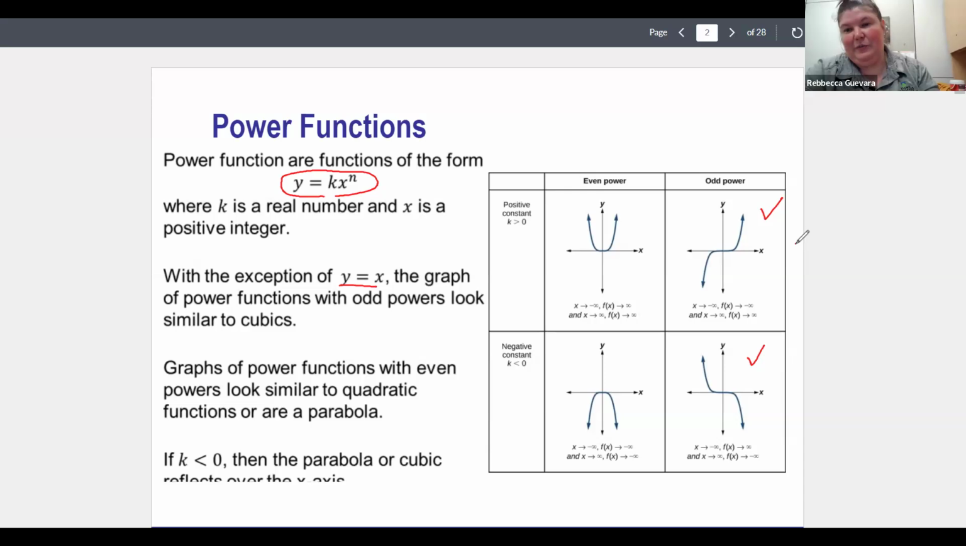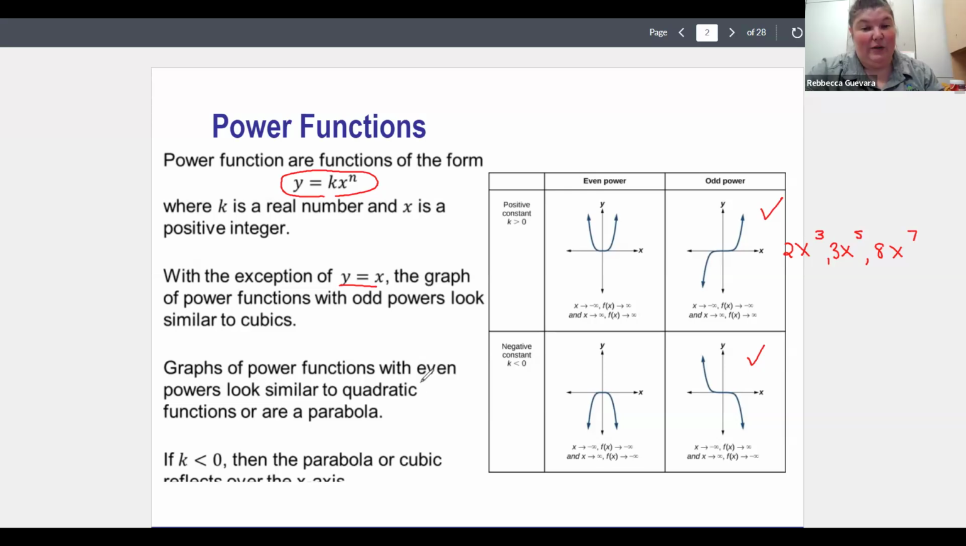So this could be x cubed, this could be x to the fifth, this could be x to the seventh. We can keep on going. As long as it has an odd power, that's what it's going to look like. And if k is positive, say k was 2, 3, or 8, as long as that coefficient out front is positive, it's going to start from your negative numbers, increase, and then keep on going to positive infinity.